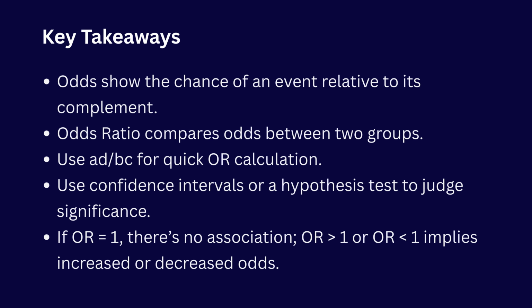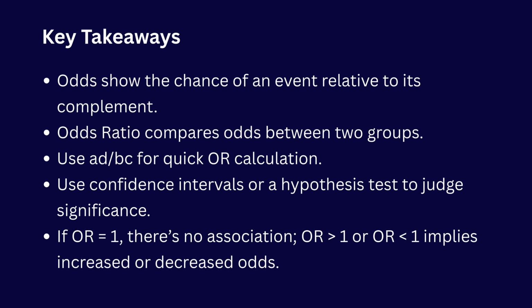Let's recap what we learned so far. Odds show the chance of an event relative to its complement. Odds ratio compares odds between two groups. Use AD divided by BC for a quick OR calculation. Use a confidence interval or hypothesis test to judge significance. If OR equals 1, there is no association. If OR is greater than 1 or less than 1, it implies increased or decreased odds.